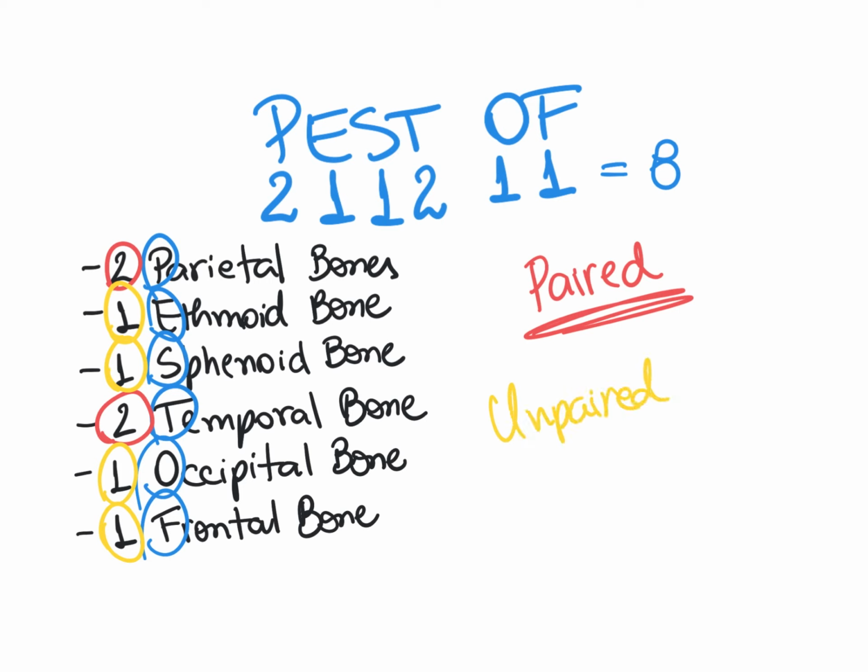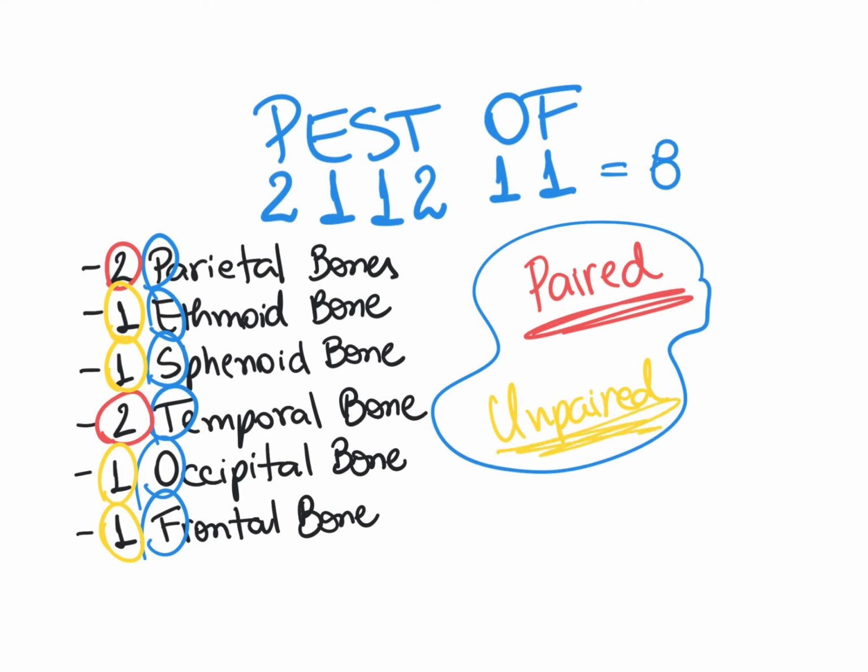This paired and unpaired nomenclature will serve for all bones in our body, as well as for blood vessels that we'll be covering later on in the semester. We will have paired blood vessels, which means that we'll have the right and left version of that blood vessel, and we will have unpaired blood vessels, which means that we do not have right and left, we only have one of them.